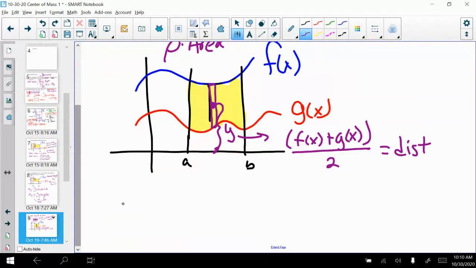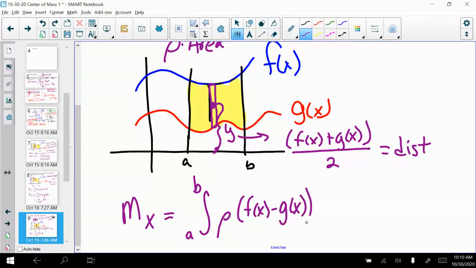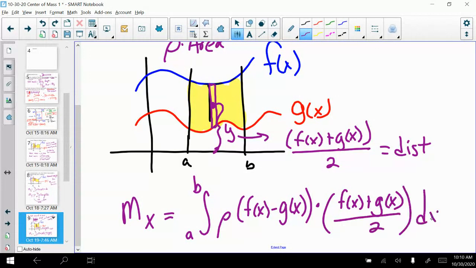Which leads us to our moment about x being the integral from a to b. Mass is rho times the area, so f of x minus g of x. To turn it into a moment, I need to multiply by the distance, which is f of x plus g of x over 2, because it's the middle of that rectangle, dx.